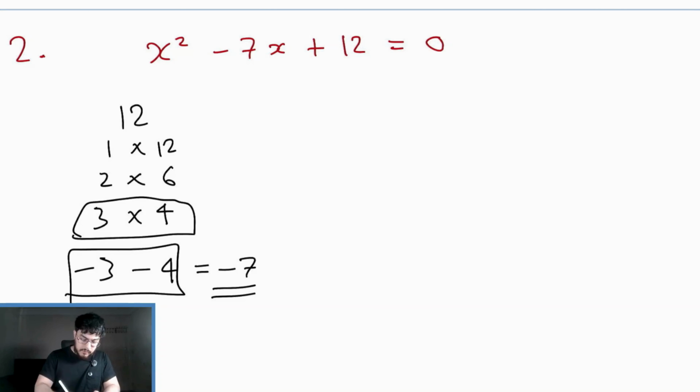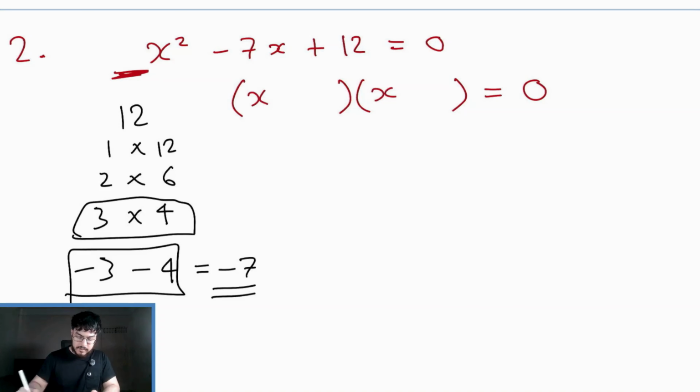And again, we have nothing in front of this x squared. There's only a 1 there, a hidden 1. And so straight away to factorize this, we can just put 2 brackets out. Remember, it's an equation, so we're still equal to 0. We can put an x in front of both brackets. And then in any order, we can put a minus 4 and a minus 3.